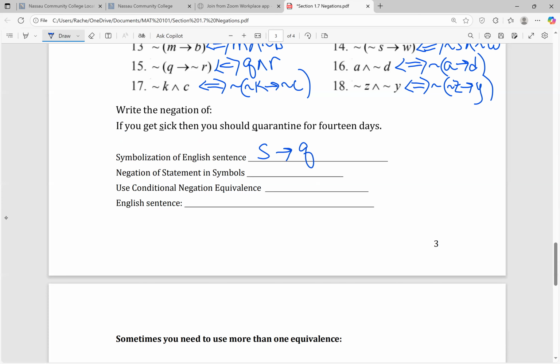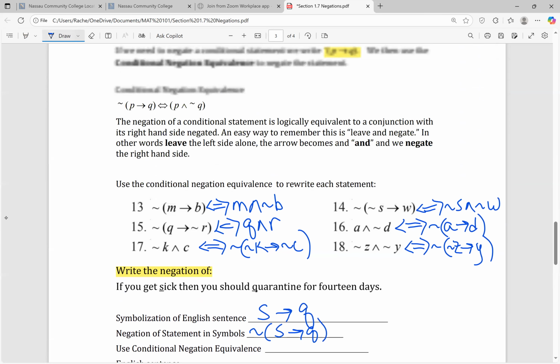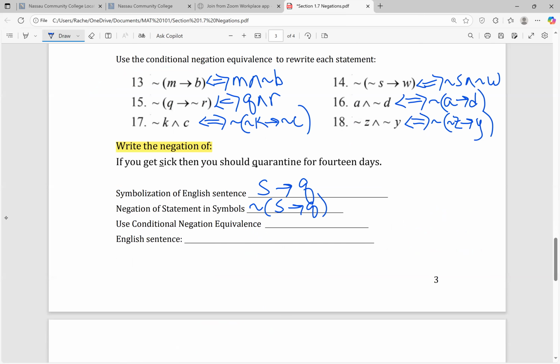Now we want to write the negation of this statement. So let's negate the conditional statement, because that's what I'm asking you to do, write the negation of this statement. So this is just going to be the conditional negation equivalence, right? So remember, leave and negate. So we're going to leave the left-hand side, which is S. Conditional becomes and, and let's negate the right-hand side, negate Q. So we get S and not Q.